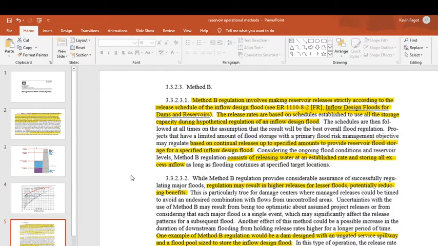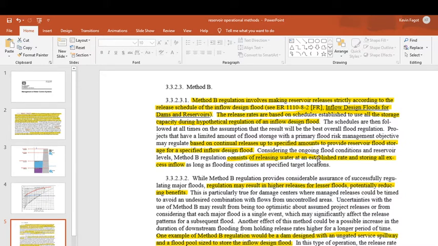The next method is a method B reservoir. And method B is almost the opposite of the method A. So instead of worrying about looking downstream, you tend to look at the pool. And instead of worrying about small and medium-sized events, you're really worried about the large events. You can see here that method B regulations involve making reservoir releases strictly according to the release schedule, the inflow design flood, so a very large event.